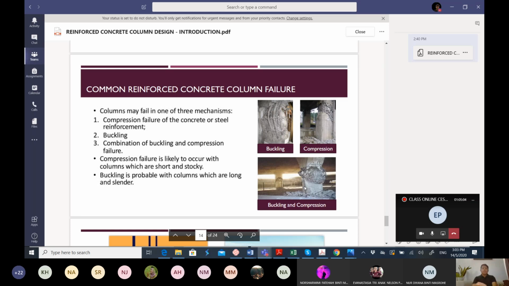Okay, so next I will continue on common reinforced concrete column failure. There are three types of column failure that commonly happen. The first one is compression failure, like this one. This one is buckling, and then this is a combination of buckling and compression.